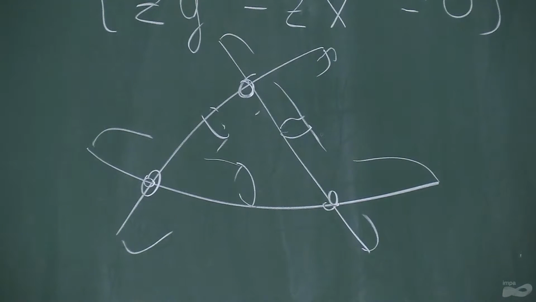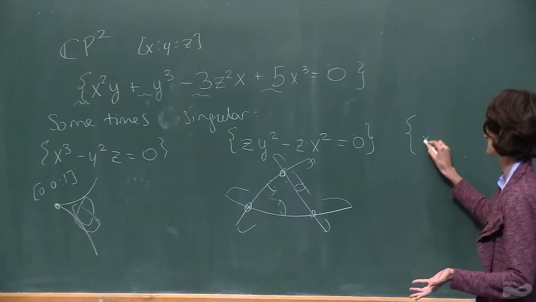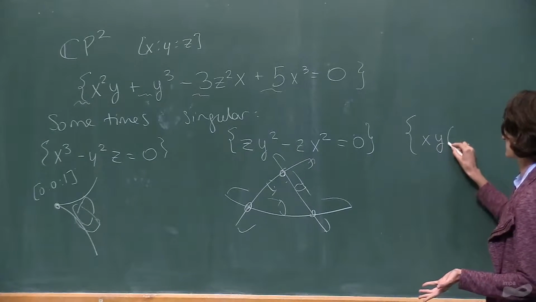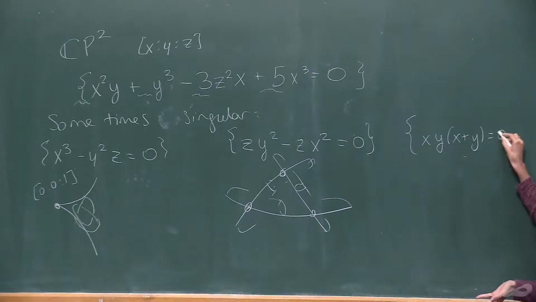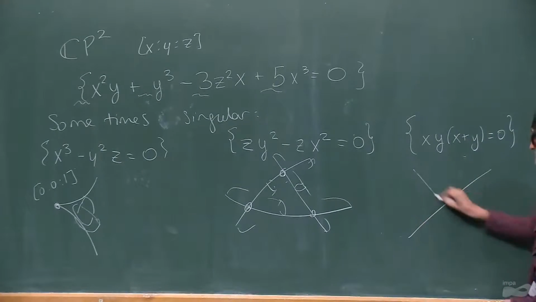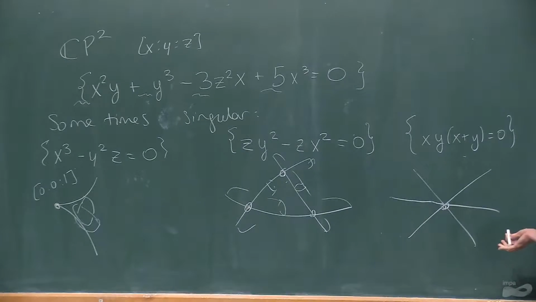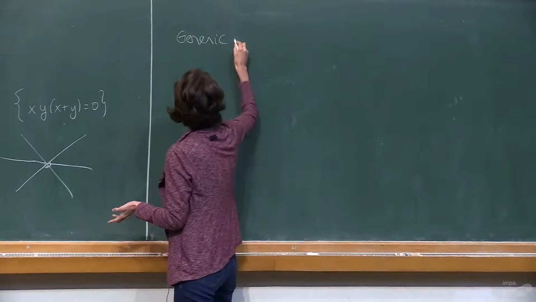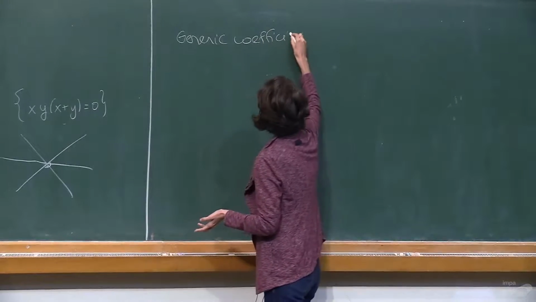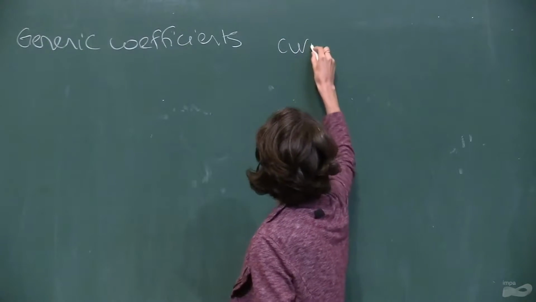Another phenomenon we could have is that the 3 linear factors are all intersecting at the same point instead of intersecting at 3 different points. So maybe we have something like x, y, x plus y equals 0. Then you have this other kind of singularity with 3 branches coming in. So these are sometimes singular, but for generic coefficients, they're smooth. So the curve is smooth.